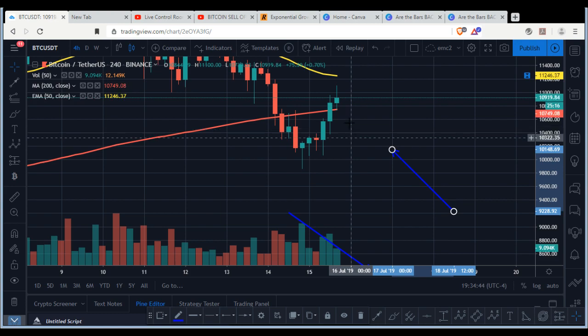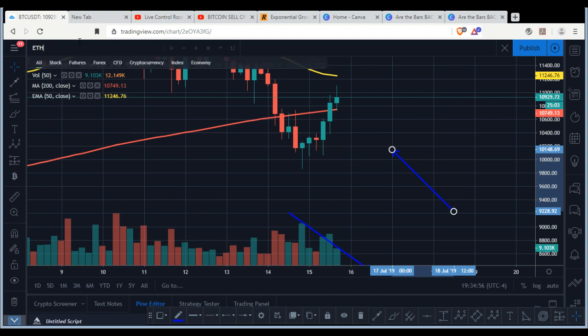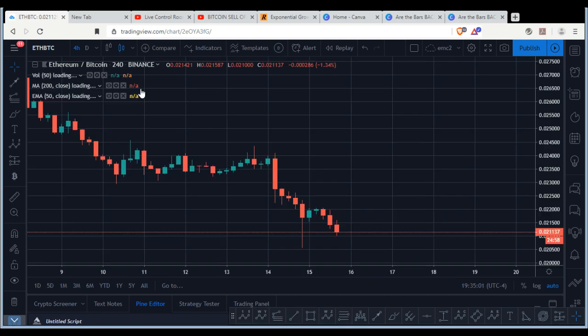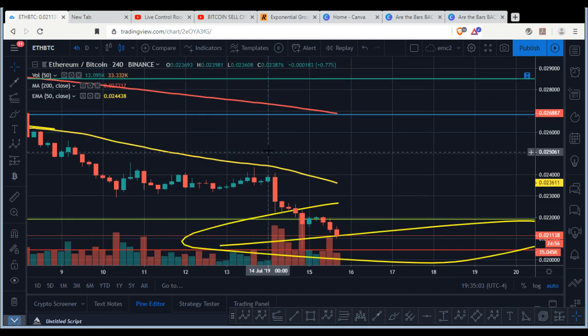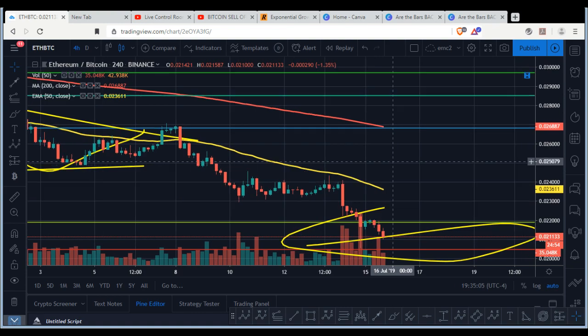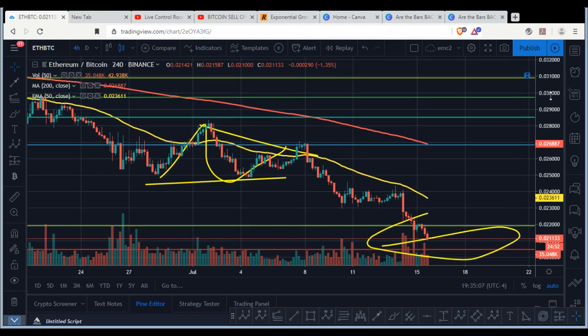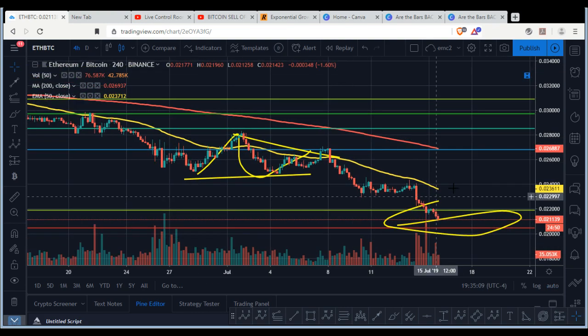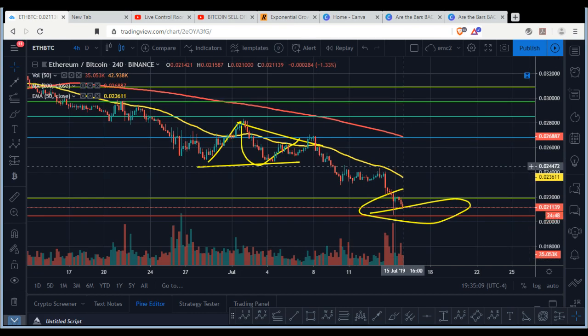So let's take a look at Ether, right? And then we're gonna talk about BTC as much as we can before the new daily candle starts. Ether is basically within targets with BTC. It is not giving any sign of reversal.